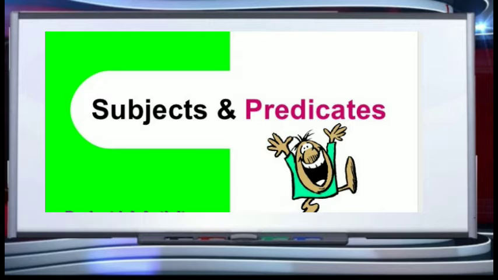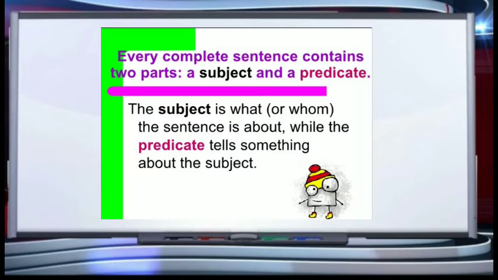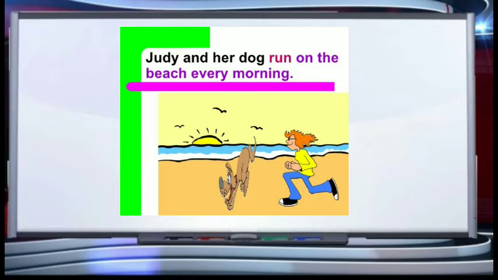Now, let us first begin with the understanding of the subject and a predicate in a sentence. These are the two parts that complete a sentence. Students, every complete sentence contains two parts, a subject and a predicate. Now, what is the subject? The subject in a sentence is what or whom the sentence is about, while the predicate tells us something about the subject.